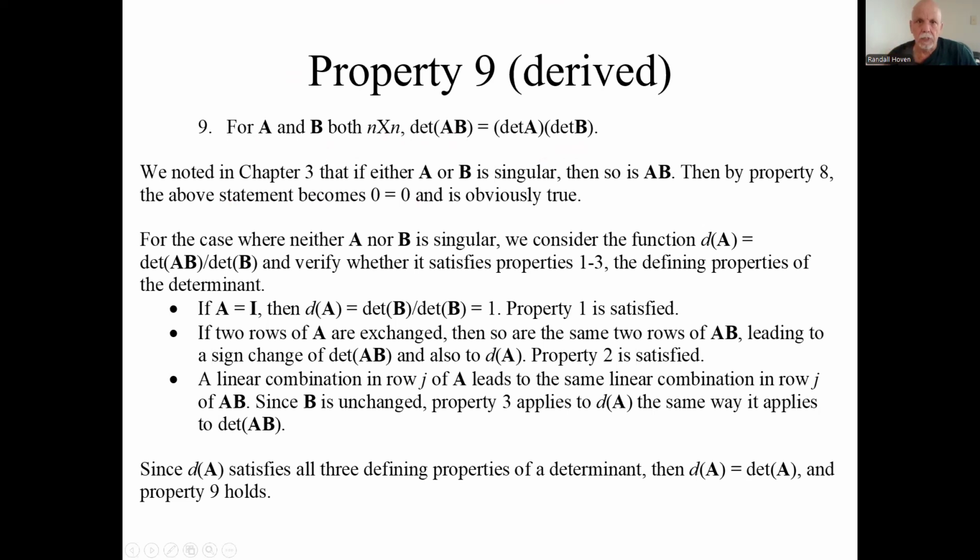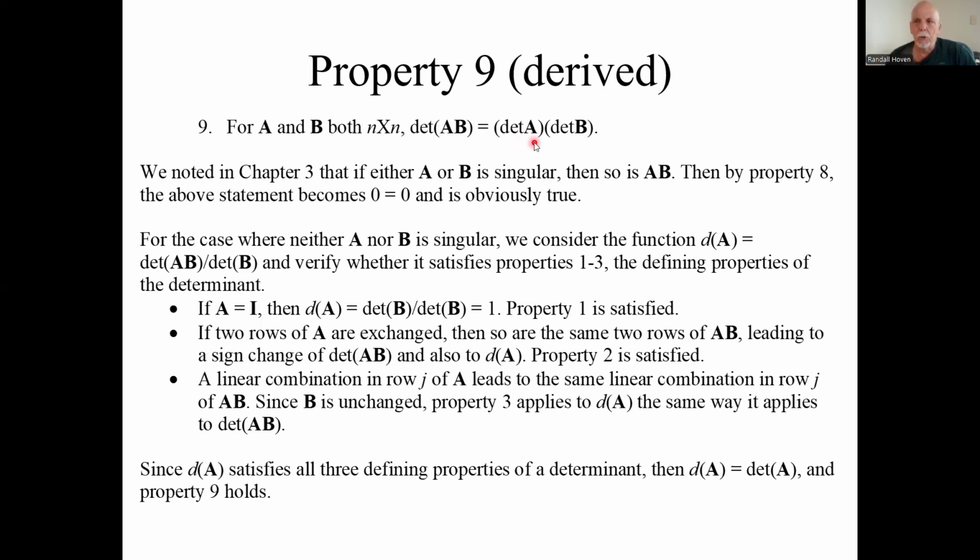The easy part of this: in a previous chapter, we said if either A or B is singular, meaning it doesn't have an inverse, then the product is also singular. And we already said that if a matrix is singular, its determinant is zero. So for singular matrices, this is obviously true. Either A or B is singular, that's zero, and so is this. You just get zero equals zero.